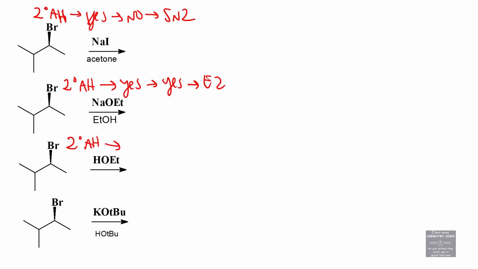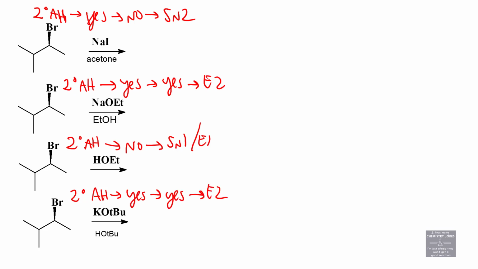Secondary alkyl halide. Anions present? No. Therefore, SN1, E1. Secondary alkyl halide. Anions? Yes. Strong base? Yes. Therefore, E2. Alright, let's go off to the races with some mechanism drawing. The first one is SN2. That means iodide attacks the backside of that carbon, does an inversion of configuration to give me that product. Done. SN2 is a fabulously short mechanism.